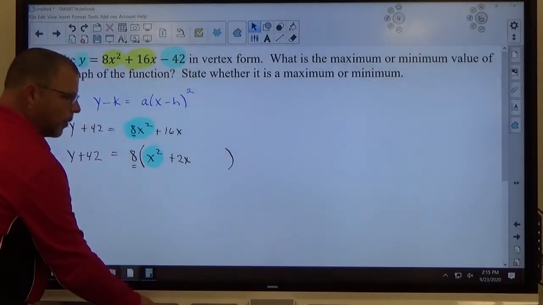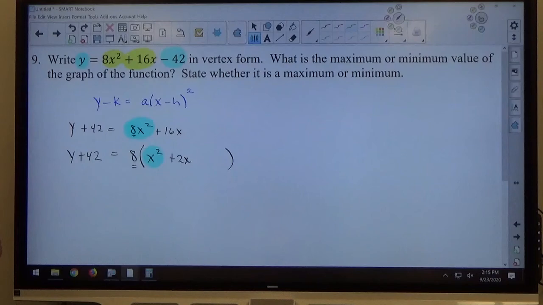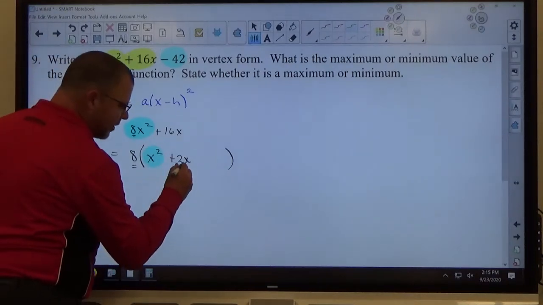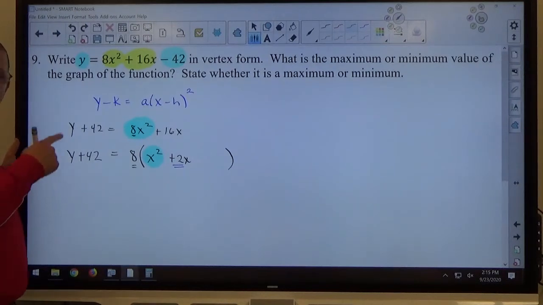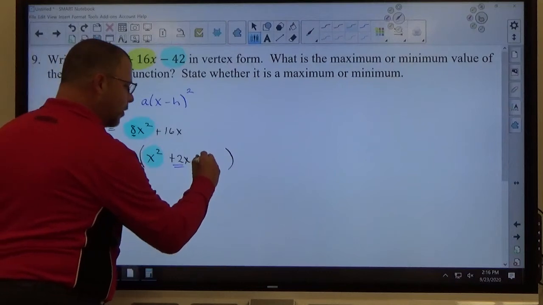Now it's where we complete the square. Completing the square is a matter of taking half of this guy and squaring it. What's half of 2? 1. And what's 1 times 1? 1. So 1, half of 2, and then squared, 1. So I'm going to be adding 1 here.